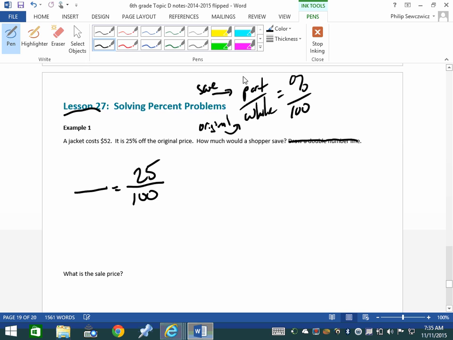Is the 52 the part or is it the whole? What we're looking at really is: is it the original price or is it how much we're saving? Well, that's the original price. The jacket costs $52, so that is your whole amount. What we're trying to figure out, and we're going to call it X because we don't know what it is, is what you're going to save. And this is nice because that's what we're trying to figure out. How much did the shopper end up saving?